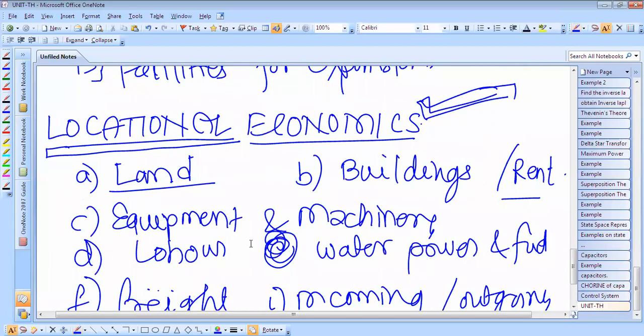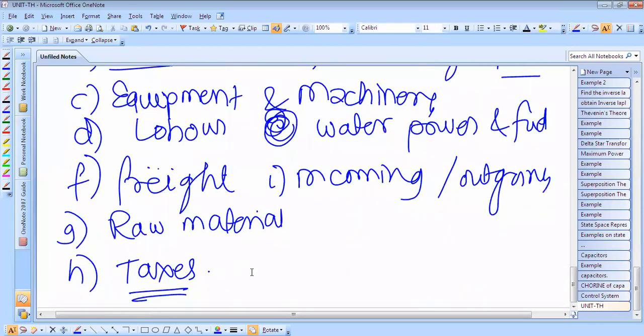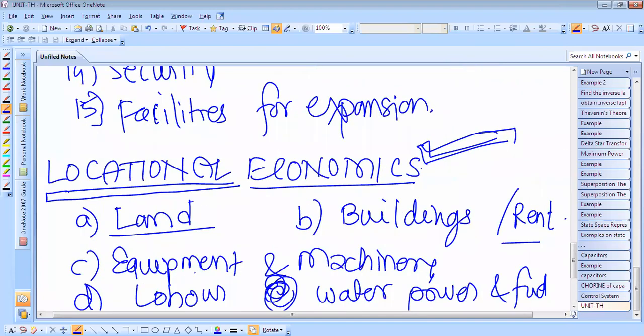You have to study all these factors, whether the tax in that region is very less or not. Okay, suppose you set up the industry in Mumbai, then there are very huge taxes in Mumbai. Therefore that location will not be the economical location. Okay, the location should be economical. So these factors will play an important role for the economical locations.